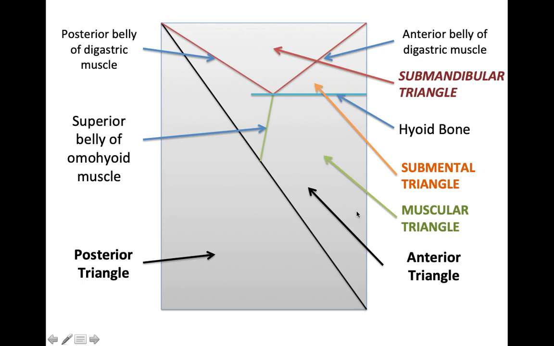Then superiorly, you have the superior belly of omohyoid muscle. And inferiorly, you have the anterior border of sternocleidomastoid muscle. The contents of this muscular triangle are the infrahyoid muscles.